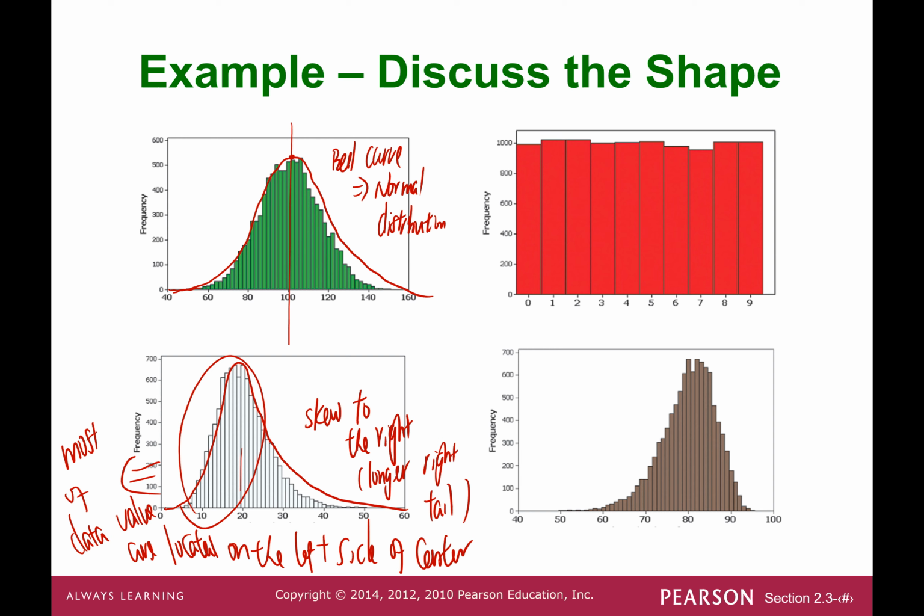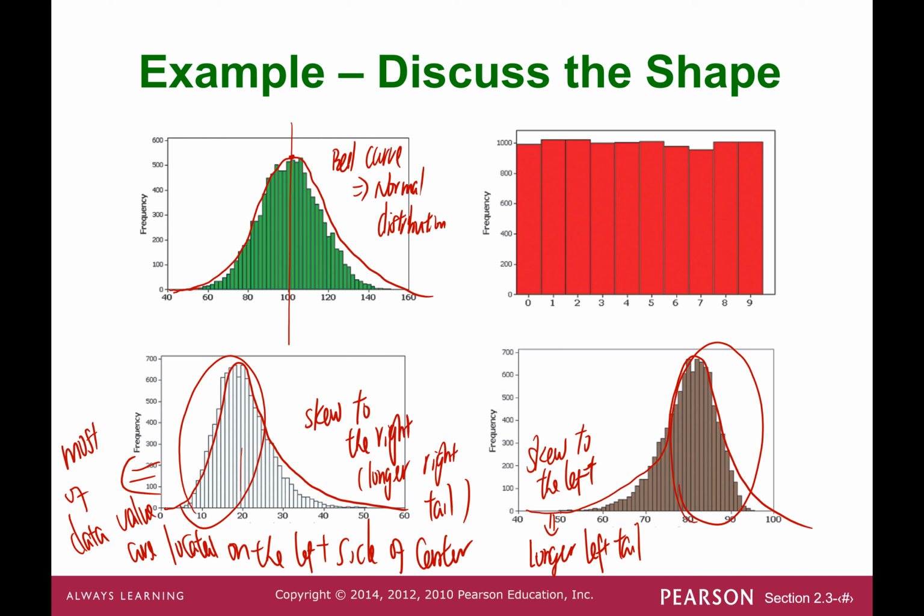Okay, and this one is skewed to the left. You can fit a curve here. Again, we have a longer left tail, so this is skewed to the left, longer left tail. As you can see, most of the data will be located on the right-hand side. So that's a typical feature.